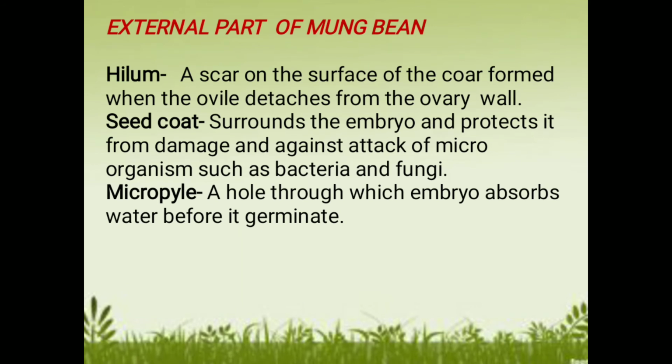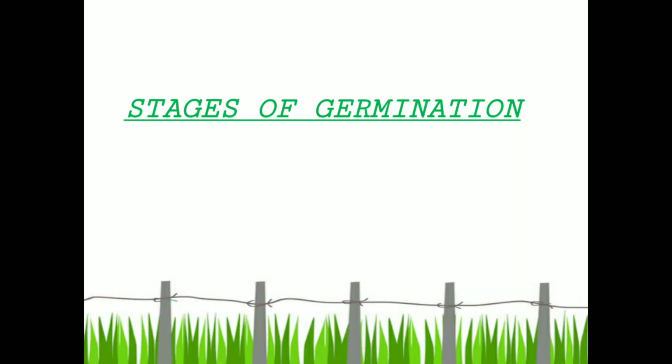Last is the external part of mung bean, the hilum, a scar on the surface of the seed formed when the ovule detaches from the ovary wall. The seed coat surrounds the embryo and protects it from damage and against attack of microorganisms such as bacteria and fungi. Last is the micropyle, a hole through which the embryo absorbs water before it germinates.